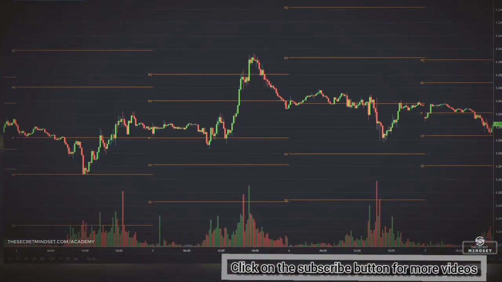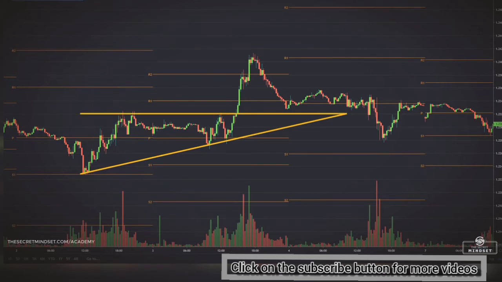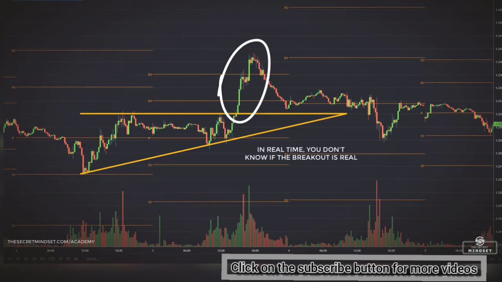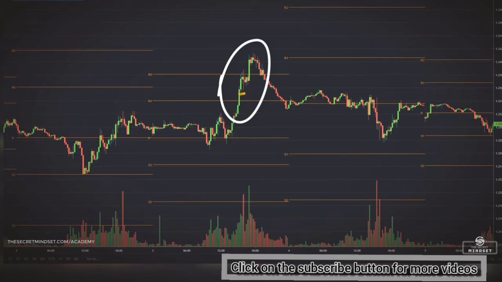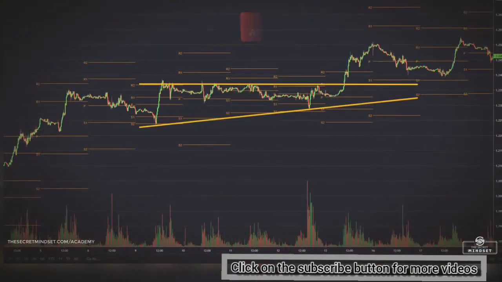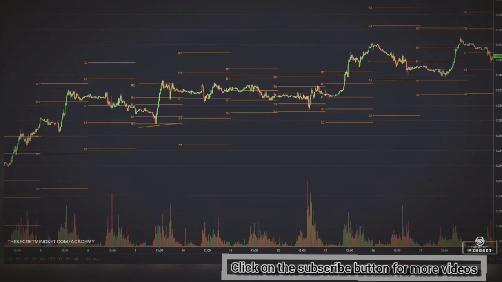So if you pay attention to this example, we have the upward trend line with higher lows, the clear resistance level, and the breakout. But in real time, as we don't know if the breakout is real or not, we wait for the price to consolidate above this pivot level as a confirmation of the breakout of the pattern. Once the price consolidates above, we can safely search for long entries. Here are other examples of ascending triangle breakouts with pivot point confirmation.